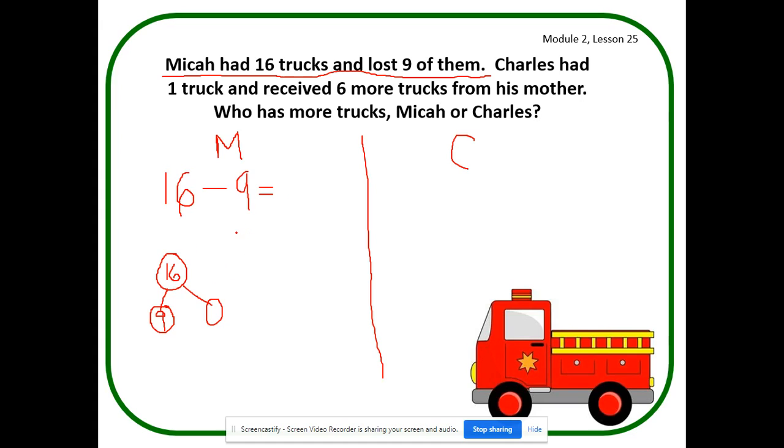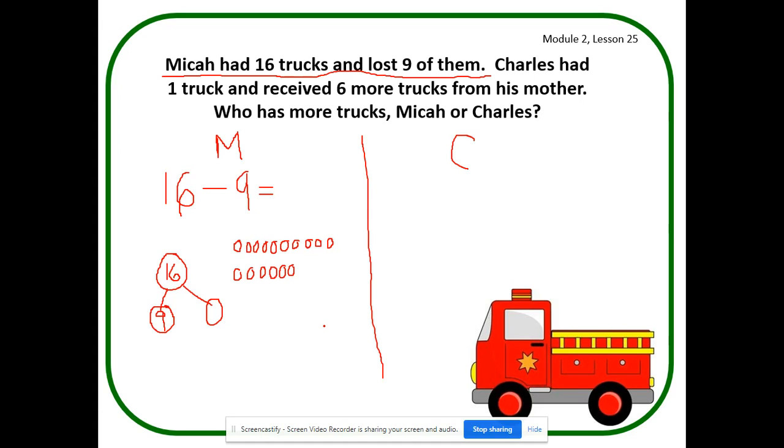So let's draw our picture. Ready? 1, I draw, you draw. 2, 3, 4, 5, 6, 7, 8, 9, 10, 11, 12, 13, 14, 15, 16. If you need more time to finish your drawing, go ahead and press pause and press play when ready.